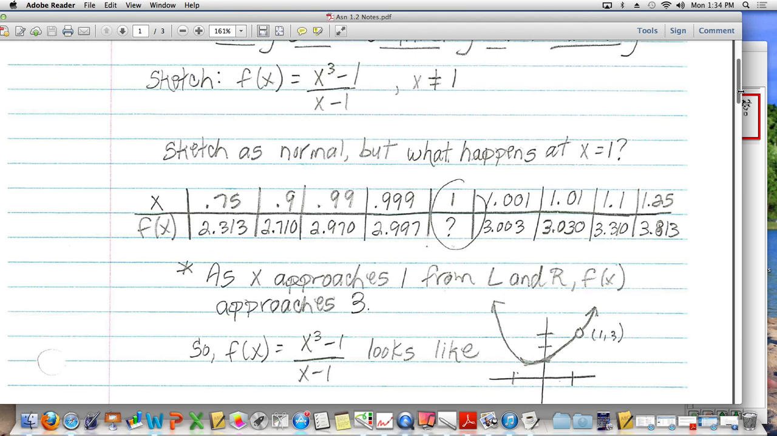So my suggestion would be to sketch the graph like you normally would, but you have to watch to see what happens when you get closer and closer and closer to that value of 1. Do these tables look familiar from last year? Yeah. I have you guys create tables, and what you try to do is kind of narrow into this value of 1. So you're going to do the same thing.